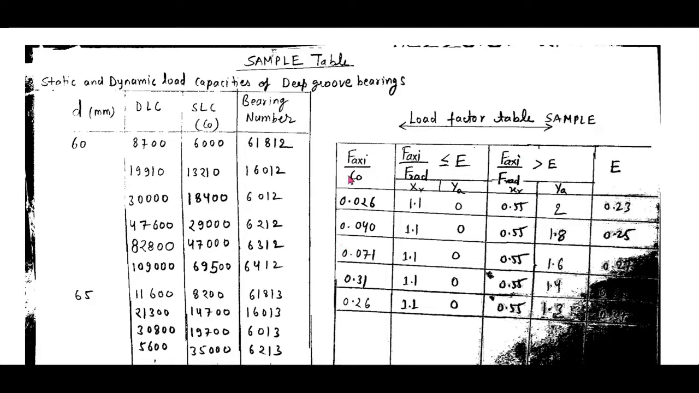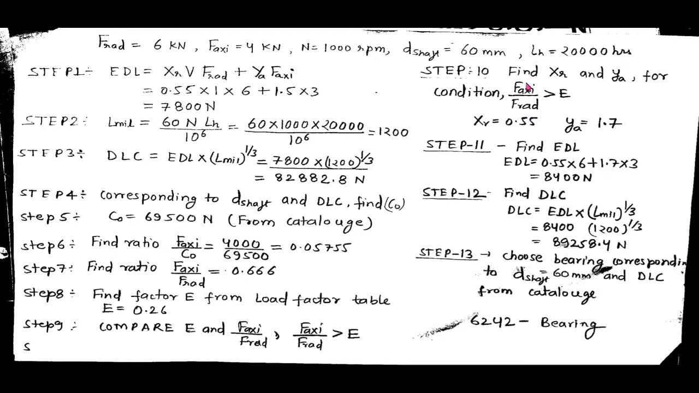According to this condition, we look at the Fa/C0 value, which was lying somewhere in between, 0.0577. We will go horizontally and see somewhere in between the value of Fa/Fr will lie. Let us take the value of X radial as 0.55 because it is constant, and the value of axial load factor which lies somewhere in between as 1.7. The value of Ya is equal to 1.7 and the value of Xr is equal to 0.55. Now we will arrive at this value. Let us see step number 10. In step number 10, the values of Xr and Ya we have determined for this condition are 0.55 and Ya equal to 1.7.